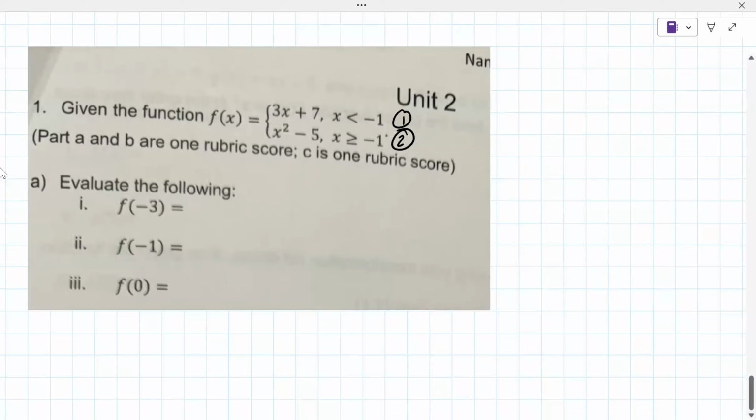I want you to decide which piece you're using for each of the following, or at least for the first one. Can you tell me whether it's the first or the second piece? Negative 3 is number one. That is right. So could you put that negative 3 into the top piece and tell me what you get? Yes.